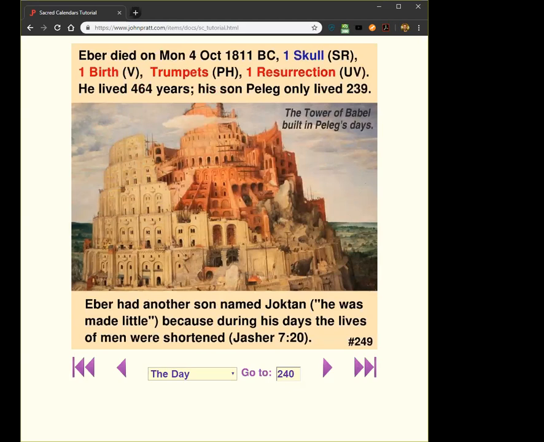He had another son named Joktan. He was made little. That's what that means. Because during his days, the lives were shortened, according to Jasher. So I just try to include a few people here that aren't mentioned much elsewhere. So let's go to slide 250.